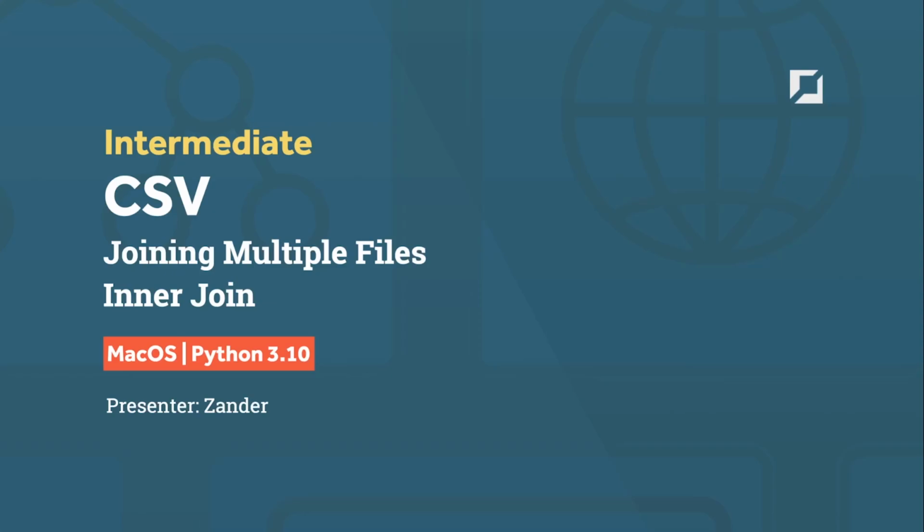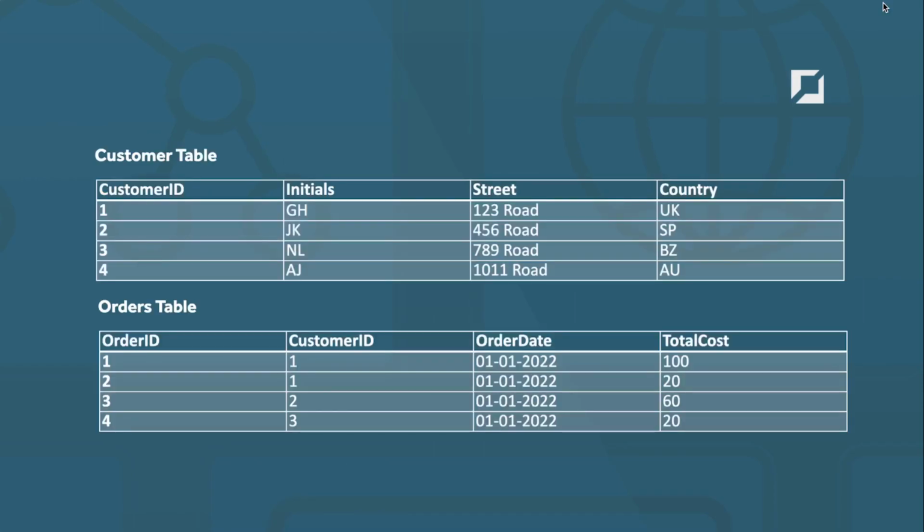In the world of databases, inner joins allow us to combine records from two tables whenever there are matching values in a field common to both tables. So if we take this simple example, we have a customer table and an order table. Here, when a customer makes an order, not only do we record the order date and cost, but we also associate that order to a customer.